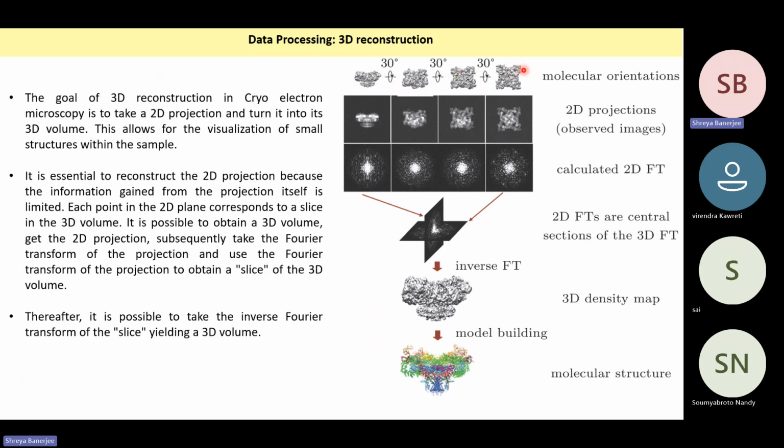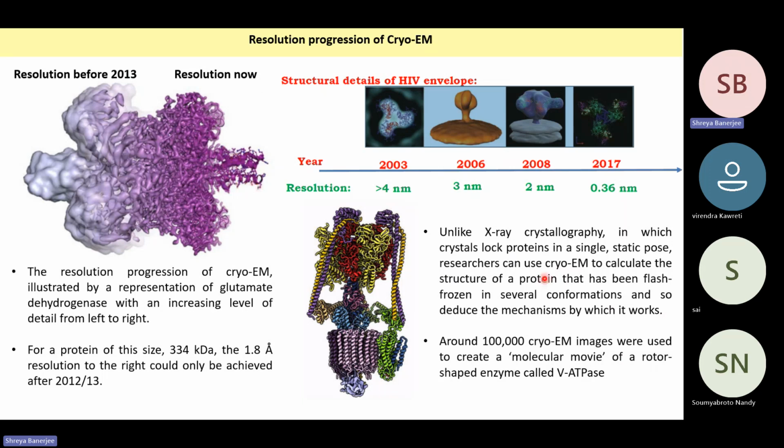So each of the conformations can be determined using cryo-electron microscopy. And so if you have many different conformations of the protein, it can be used to deduce the mechanism of the protein function. So that is another advantage of cryo-electron microscopy over X-ray crystallography.